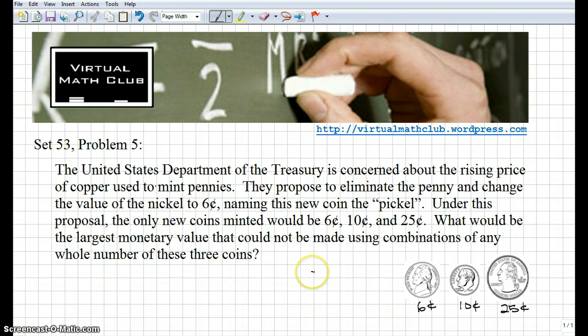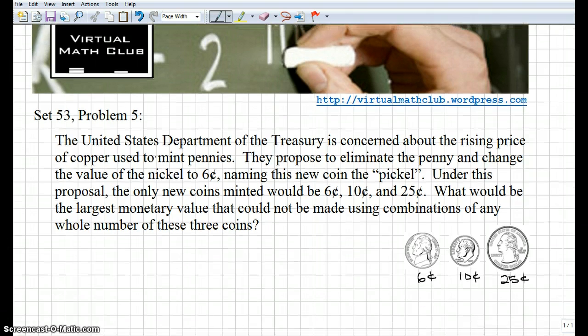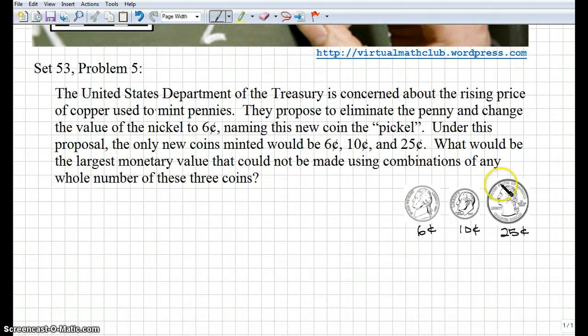And we could go through every number and then try to figure out what the greatest value that cannot be made is. That's one way to do it. But I want to do it a little differently. I actually want to look at the units digits of the combinations of these coins.